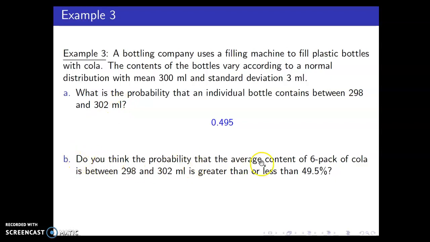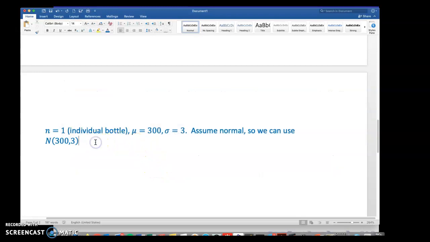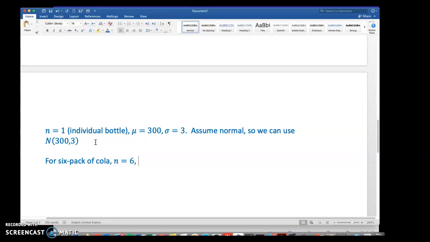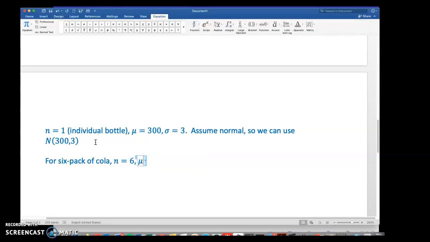All right, so do you think the probability that the average content of a 6-pack of cola is between 298 and 302 milliliters is greater or less than this 49%? Well, let's just figure out, what is the probability that the average content of a 6-pack is between these two values? So for a 6-pack of cola, now our sample size is 6. The mean is still 300. We're assuming 300 milliliters.